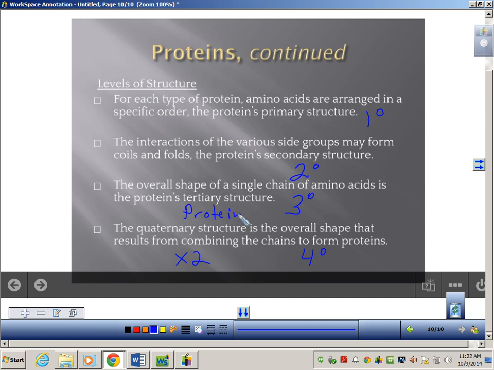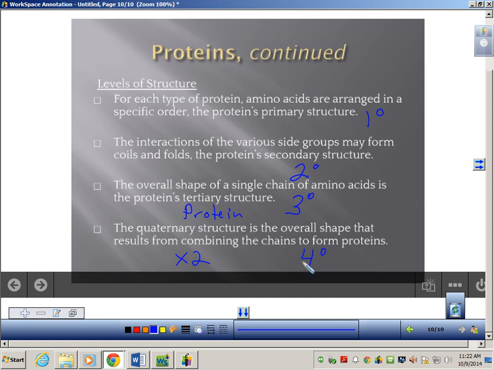You can function as a single polypeptide protein, or you can function as two coming together to form a larger unit, doing a very special job. We have a lot of these in our body. We're pretty complex. So there's three different levels of organization of a protein. You have to know them.